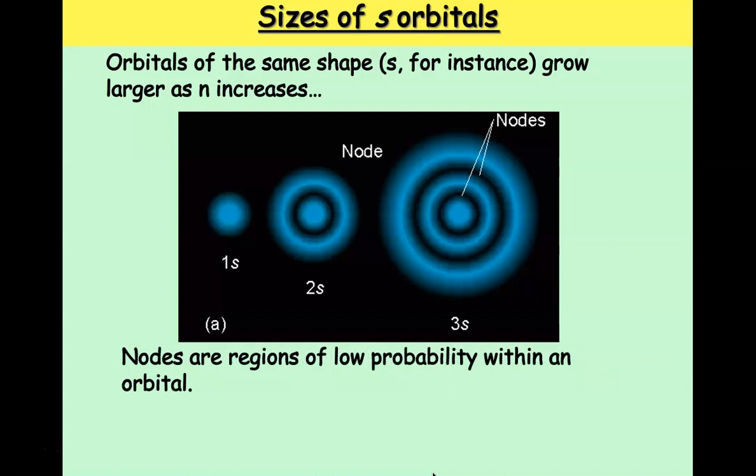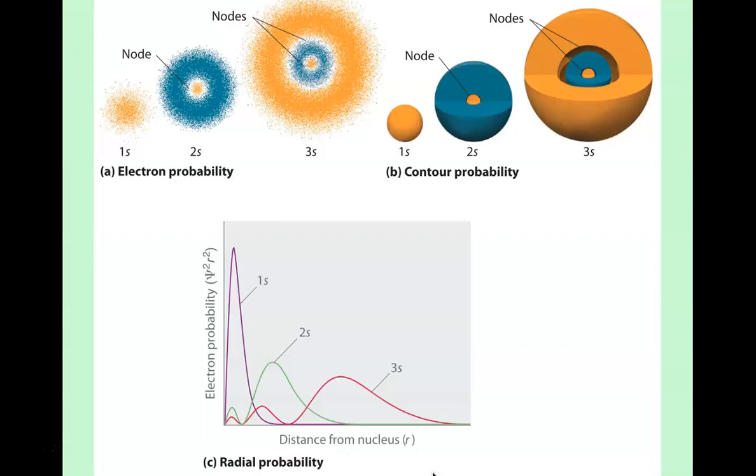As we said, nodes are regions of low probability within an orbital. So the 1s has no node, but when you get to 2s, the 1s space fits inside the 2s space, and there is an area where, again, there is low probability.